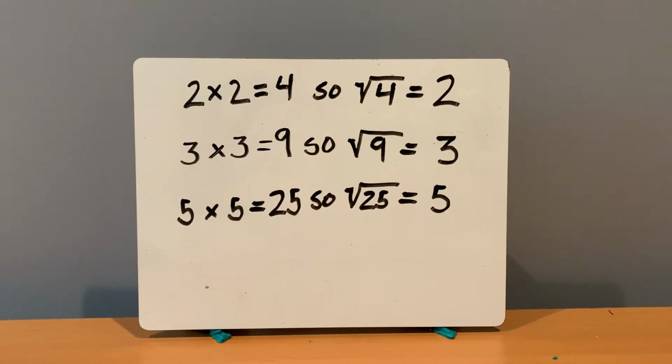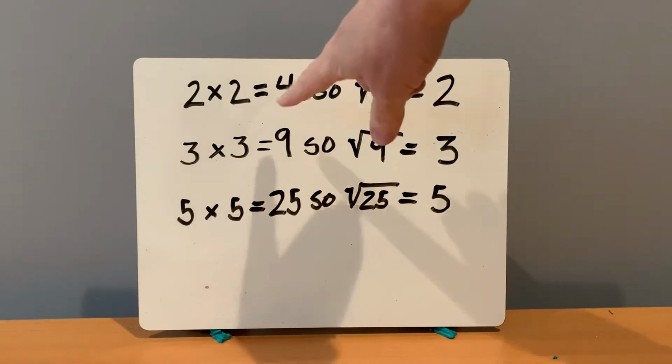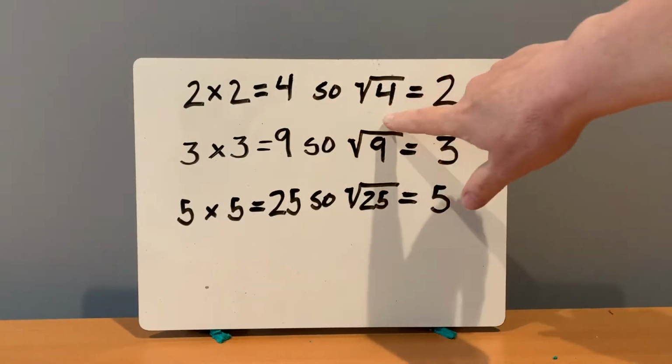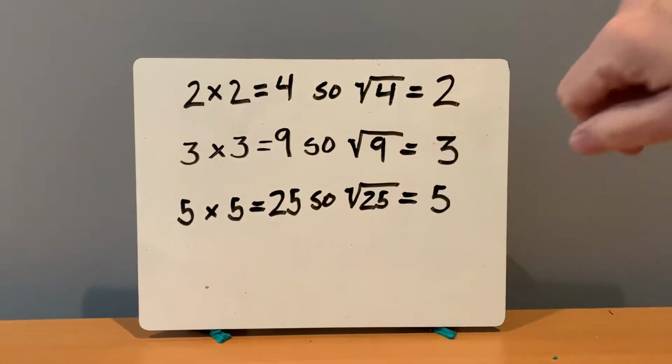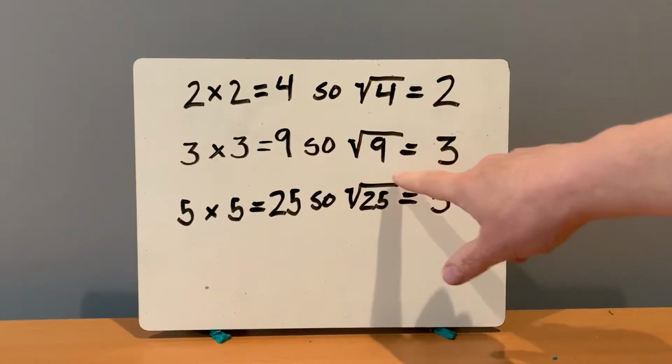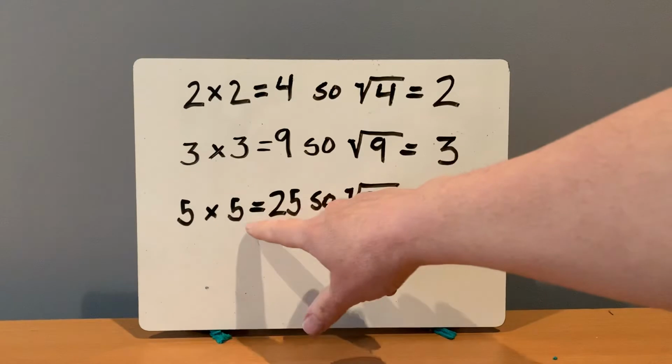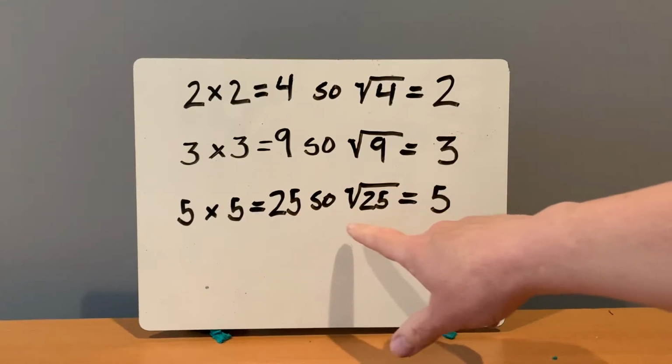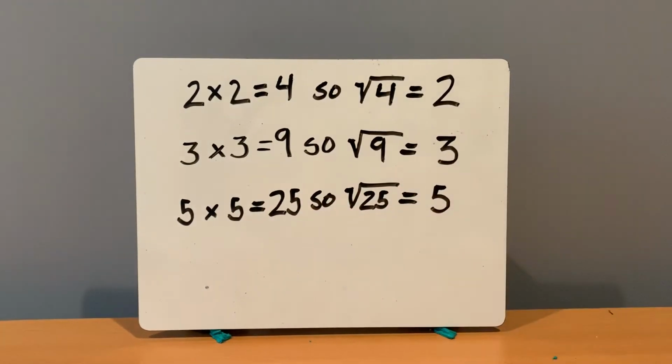Now we've reviewed square roots by remembering that 2 times 2 equals 4, so we say the square root of 4 is 2. 3 times 3 equals 9, so the square root of 9 is 3. 5 times 5 equals 25, so the square root of 25 equals 5. The number 30 does not have a whole number square root.